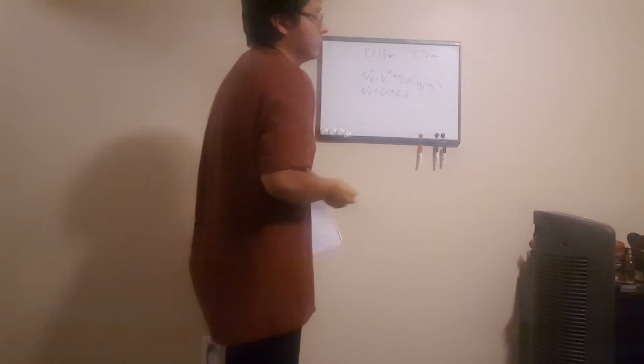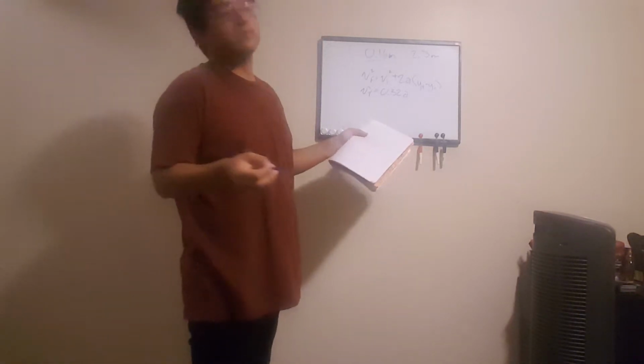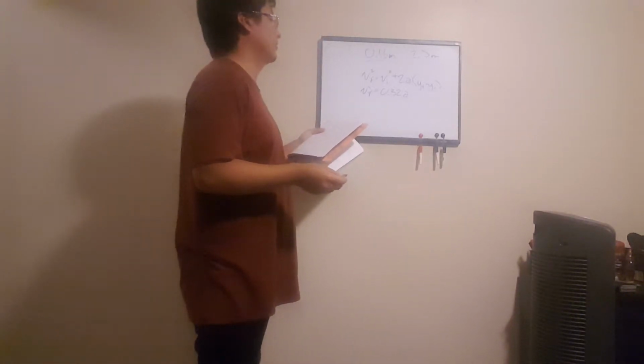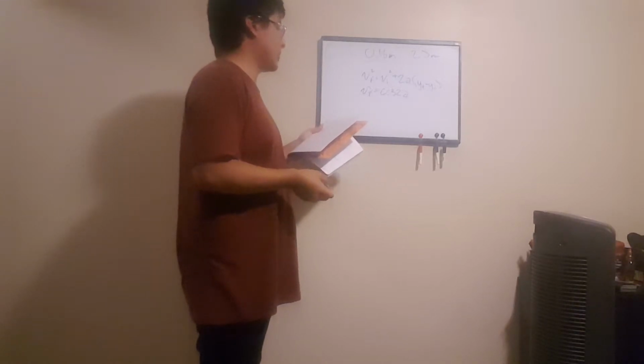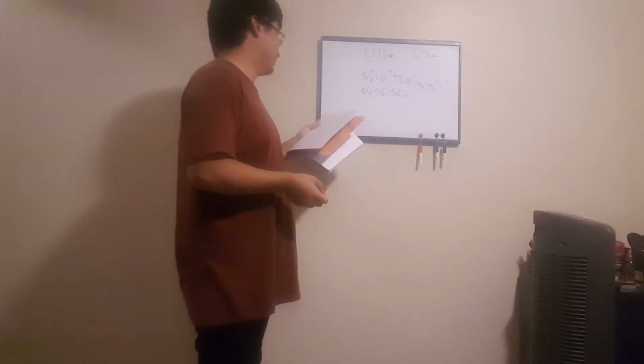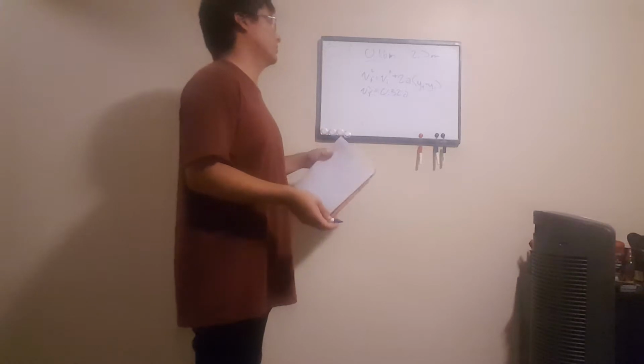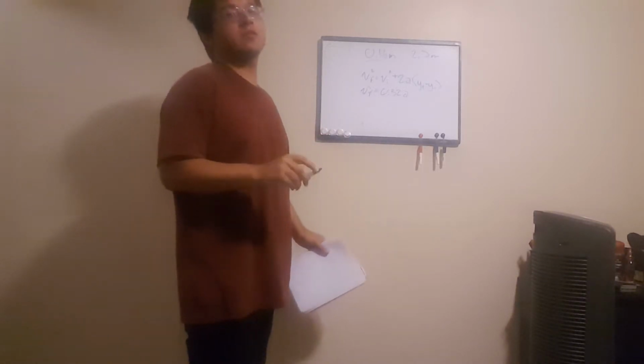So obviously we have two variables. We don't know the speed it was traveling at. We're just kind of stumped. So this is the tricky part.